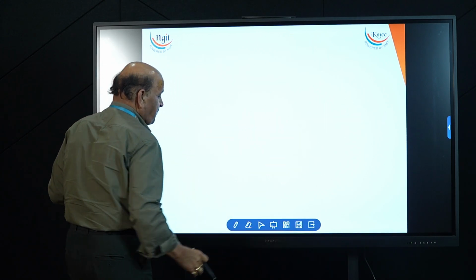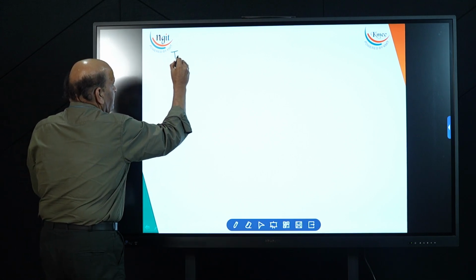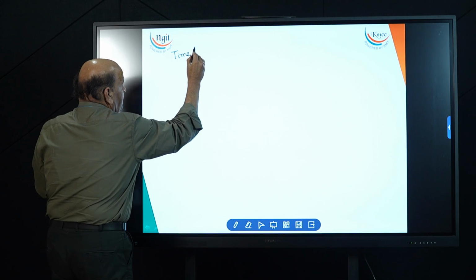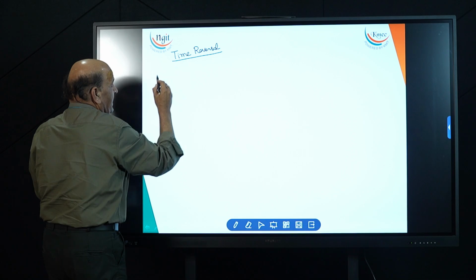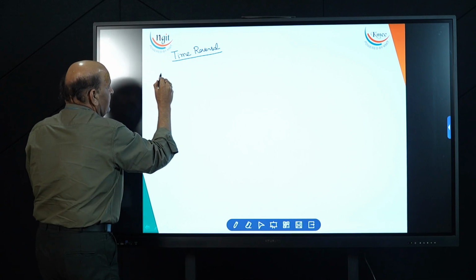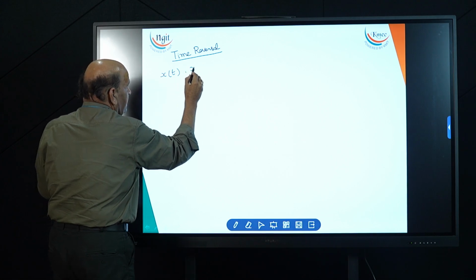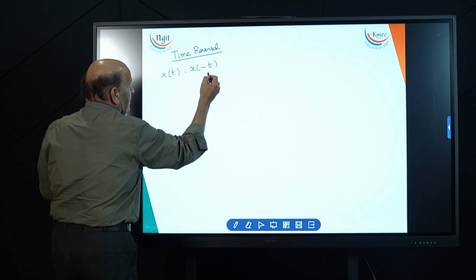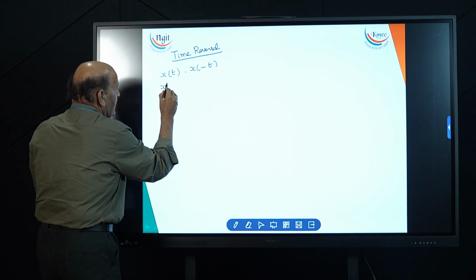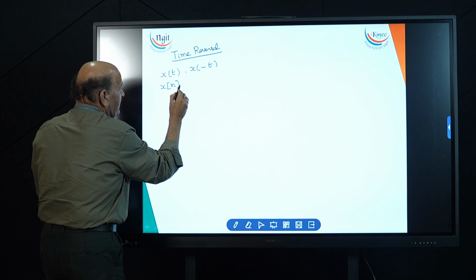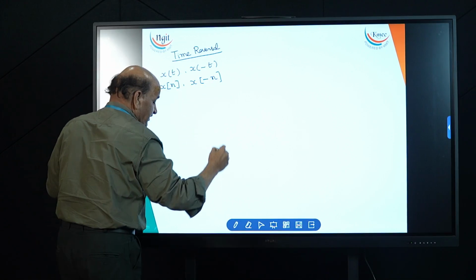Now, the next concept is called time reversal. Just look at, in the previous case, if x of t is a continuous signal, then x of minus t is called time reversal. So here also, if x of n is a discrete time signal, then x of minus n is called its time reversal.